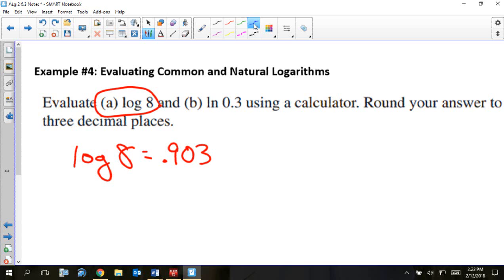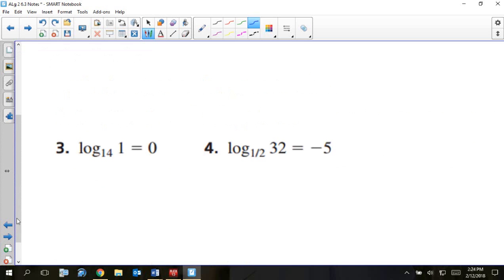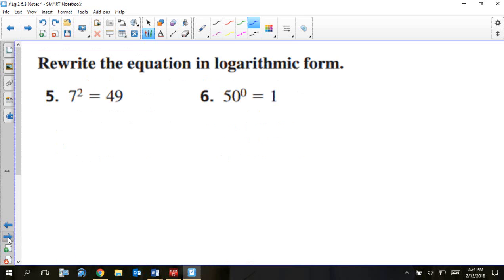Okay, part B is ln 0.3. So you type on your calculator ln 0.3, enter. Ellie, what'd you get? Negative 1.204 with 3 decimal places. That should be really easy. Is that what homework is going to be like? Yes. Okay, so these are all review of what we just did.